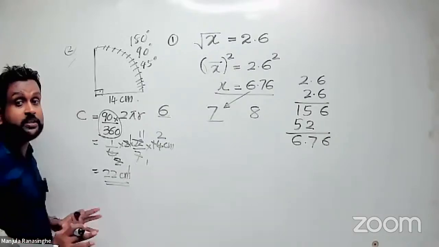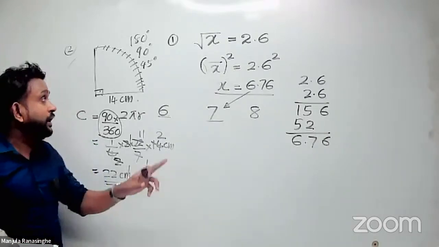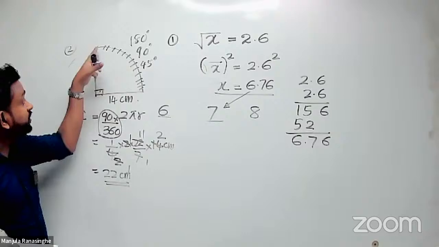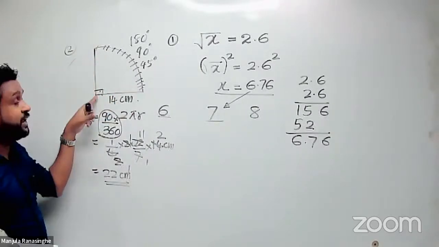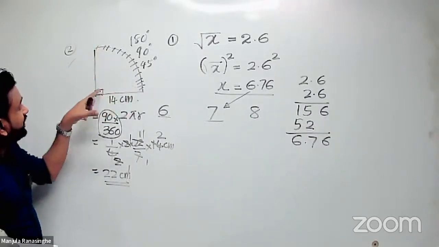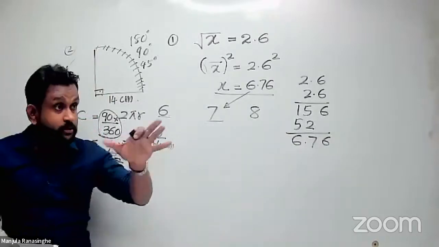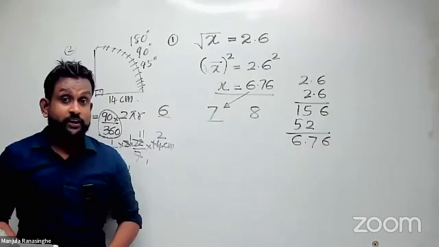If they ask for the perimeter, what is the difference? You have to add the arc length plus these two radii, 14 and 14, because that is the whole enclosed shape. The perimeter means the sum of all the outer lengths.